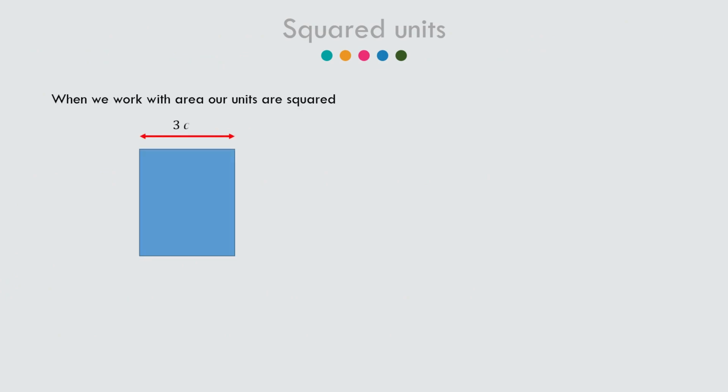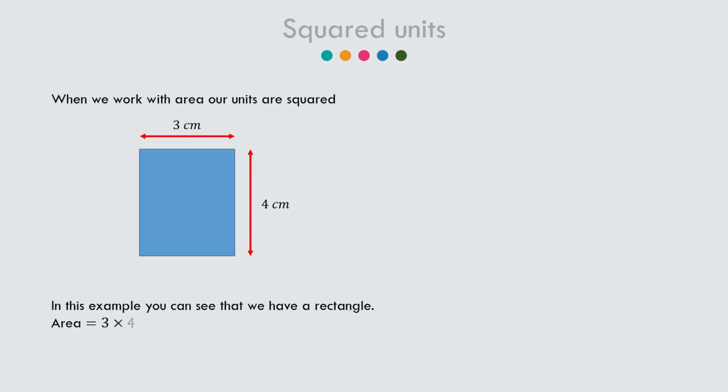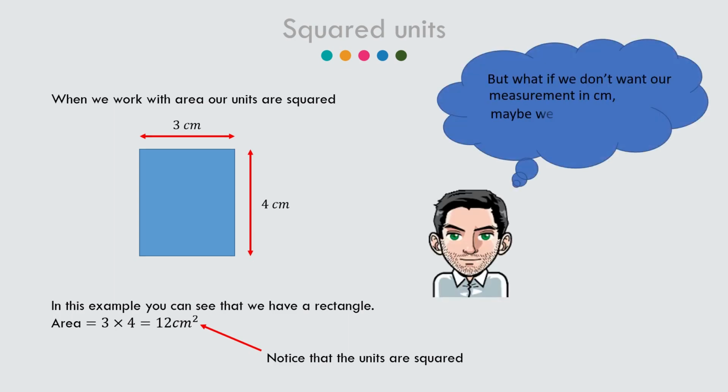You will be most familiar with using units squared when working with area. When we work out the area, our units are squared. In this example, you can see that we have a rectangle, and when we calculate the area, you can see that it is 12 centimeters squared. But what if we don't want our measurement in centimeters? Maybe we need it in millimeters. How can we convert it?